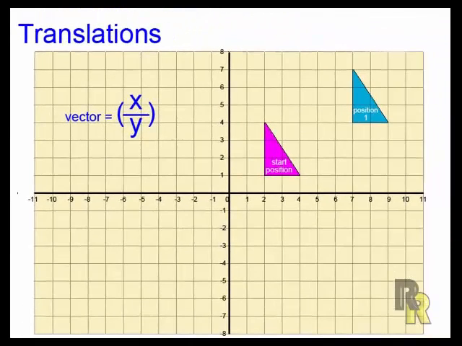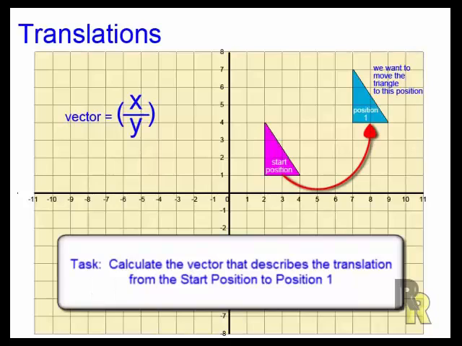You should note that values for x and y can be positive or negative numbers, depending on the direction of the movement. We want to translate this triangle from the start position to position 1. And in order to describe this movement, we use vectors, which give values for the horizontal movement and the vertical movement of the original triangle.